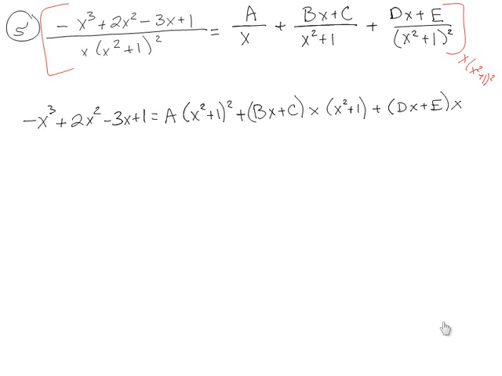Okay, so I can at least get something out of here by letting x equal 0, and that gives me a 1 on the left equals a times 1 plus 0 plus 0, so a is 1. Okay, that makes things a little bit easier.